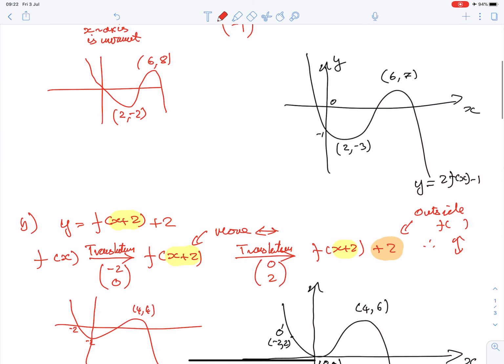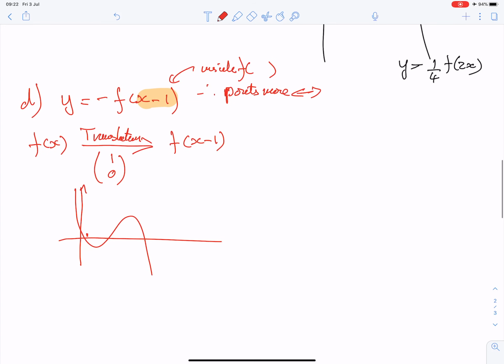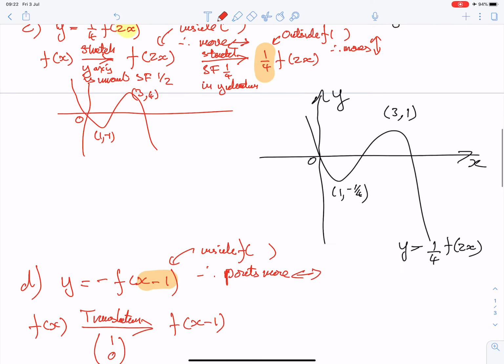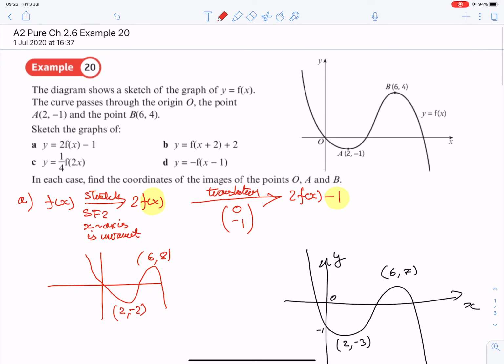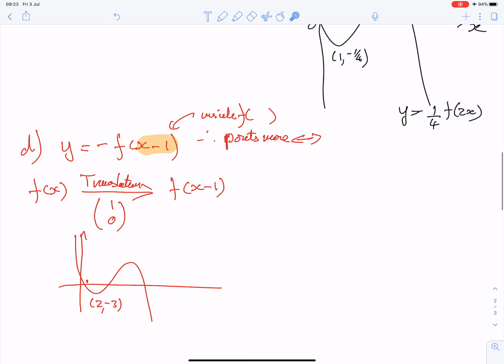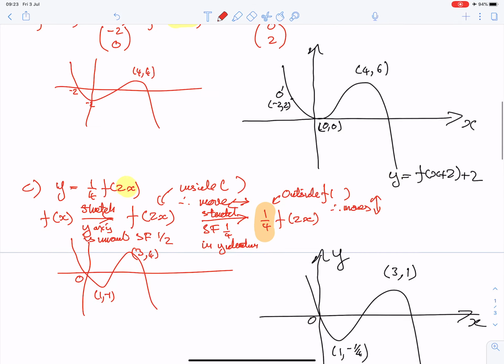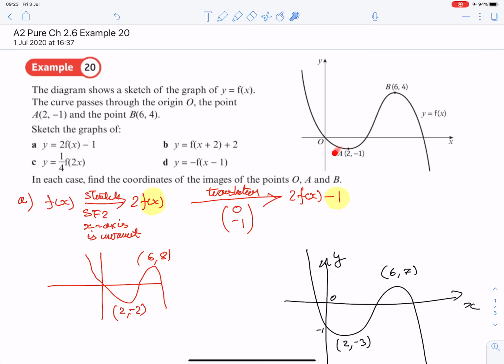This point was at 2 minus 3. So that's 2 negative 3. Sorry, I looked at the wrong one then. So it's at 2 minus 1, and we've moved 1 to the right, so it's going to be 3 negative 1. Yeah, because we've added 1 to the x value. Here we've got to add 1 to the x value, so it'll be 7, 4.